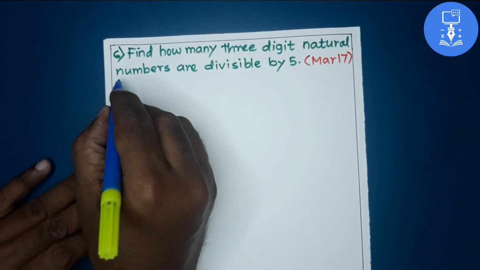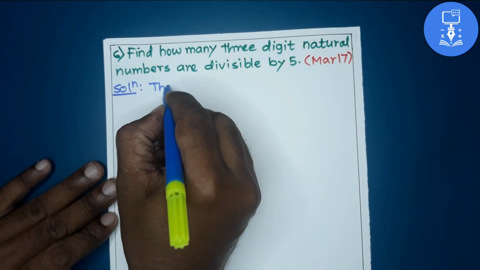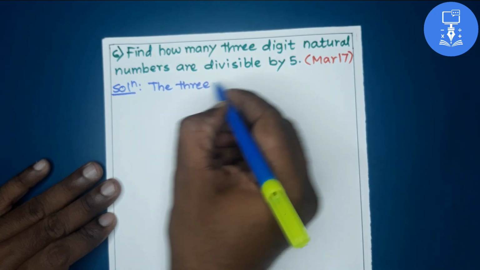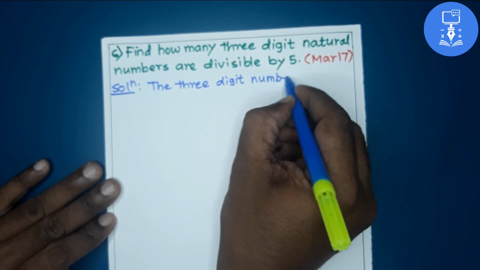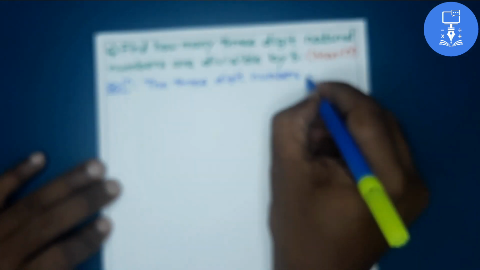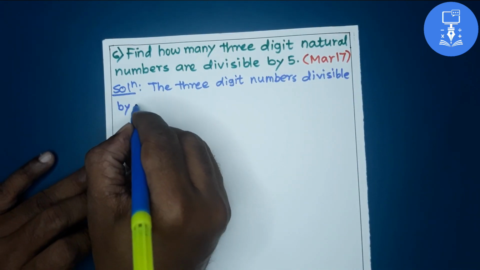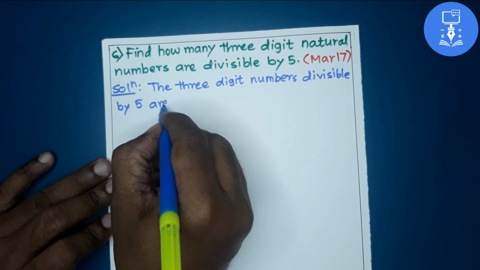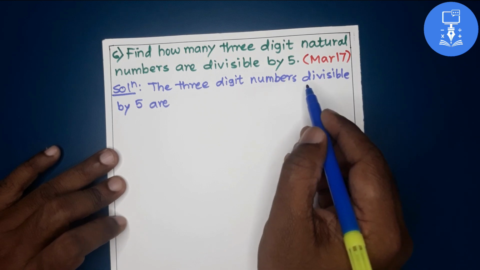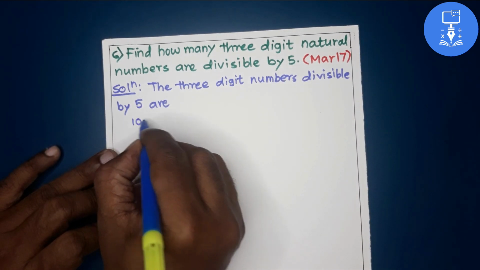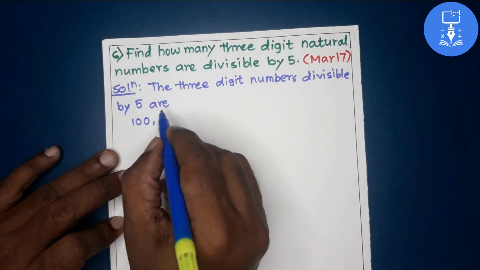Now let's see the solution. The 3-digit numbers divisible by 5 are listed as follows. Think that the 3-digit number starts with 100. 100 itself is divisible by 5, so our first term is 100. Then, as it is divisible by 5, we have to write the multiples of 5.